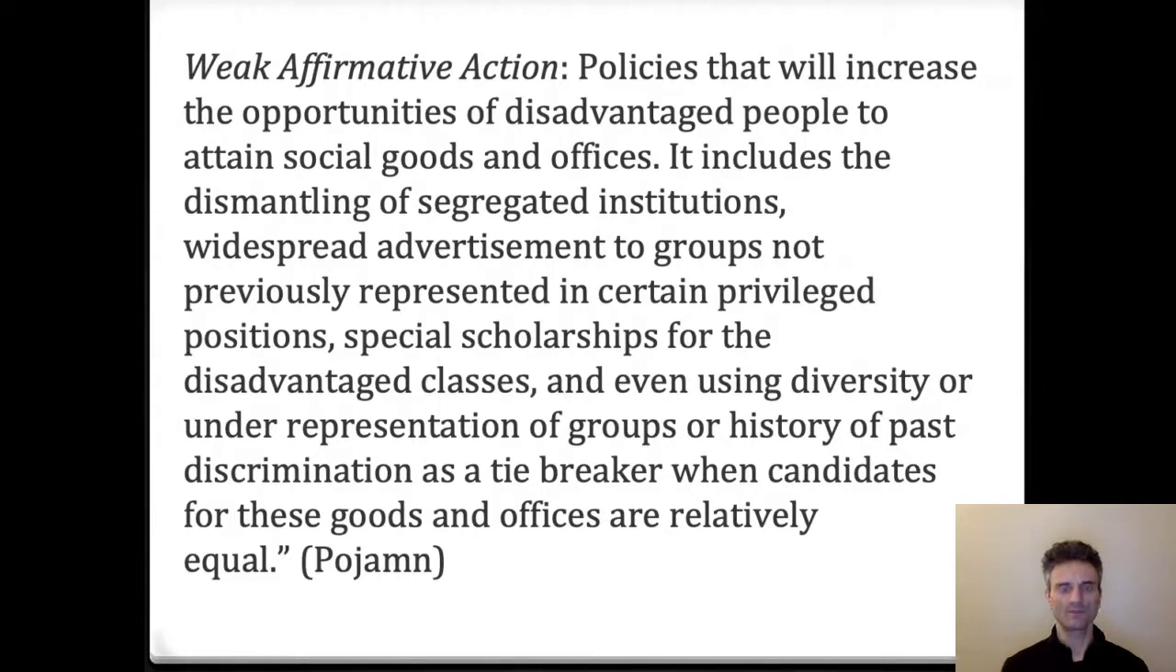That's weak affirmative action, but that's not the affirmative action that is currently used and implemented in the United States. The one that is currently in use is strong affirmative action, okay? Which, in other words, in short, is the preferential hiring of minority individuals.